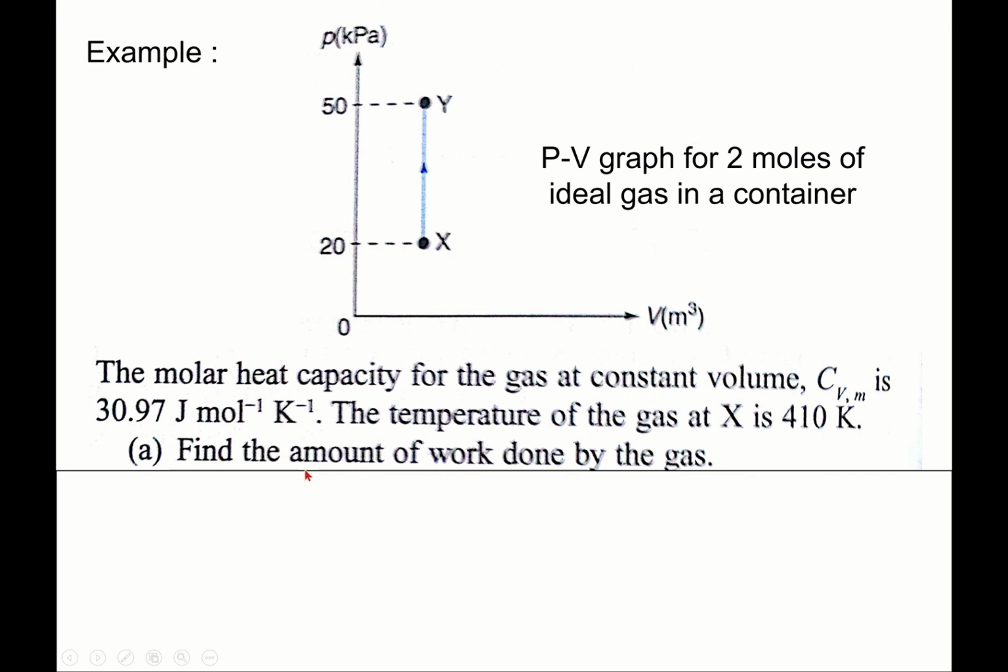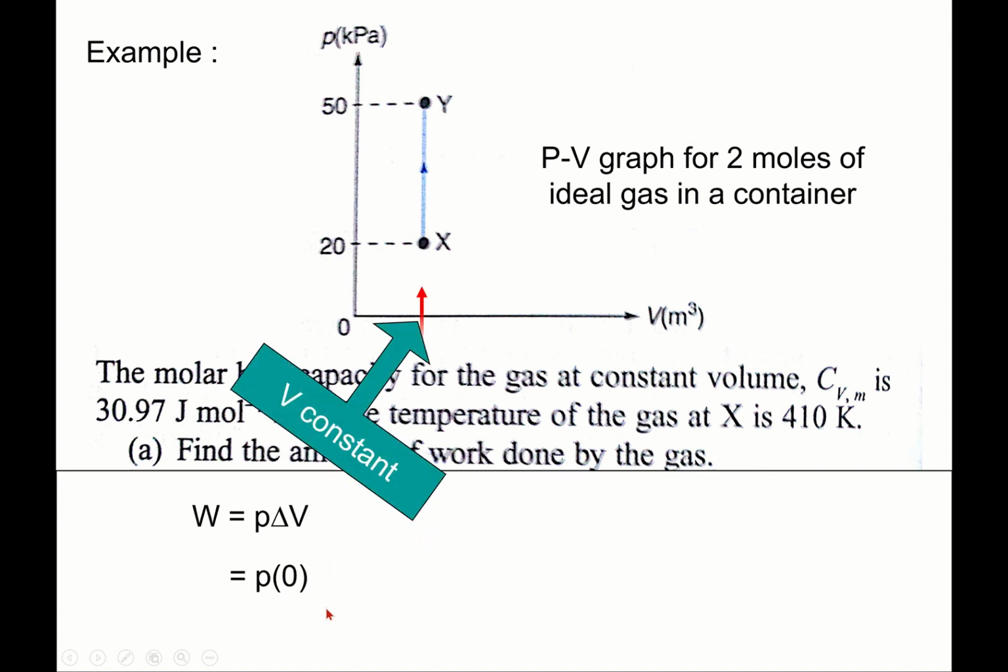So we do question A first. Find the amount of work done by the gas. Because the process is at constant volume, V0 here, the reading is at a certain value V for final and initial, so therefore there is no change in the volume, so therefore the work done is 0.